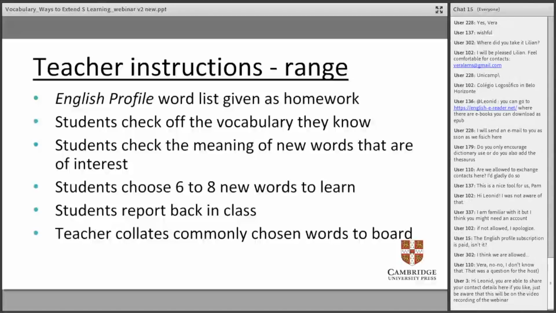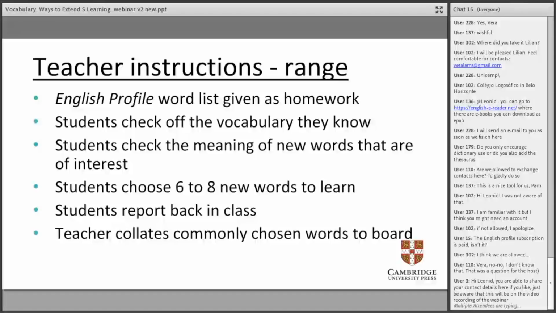And what I asked them to do at home is to go through and tick the words that they knew, because they already knew a lot of these words. Of the 70 odd words, they weren't all new. They knew a lot of them, maybe about 60–70% of the words. But then I got them to choose 6 to 8 new words that they were interested in learning.